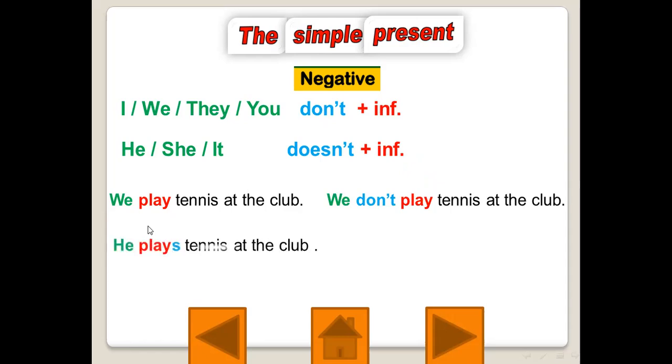Another example: he plays tennis at the club. The same sentence. Here the subject pronoun is he, so we add the verb plus s. But this is the affirmative form of the simple present. To make it negative, we look at the subject pronoun he, and we should use doesn't plus infinitive. So the answer here will be: he doesn't play tennis at the club.